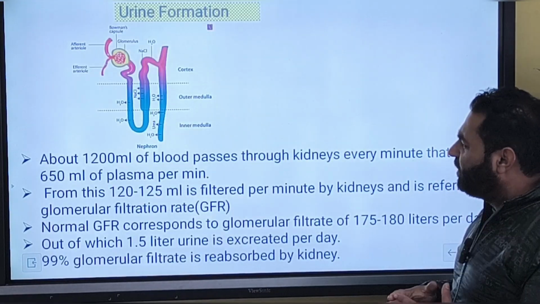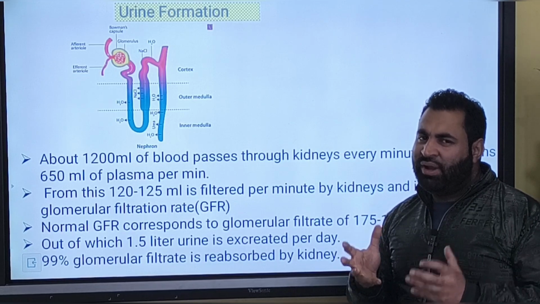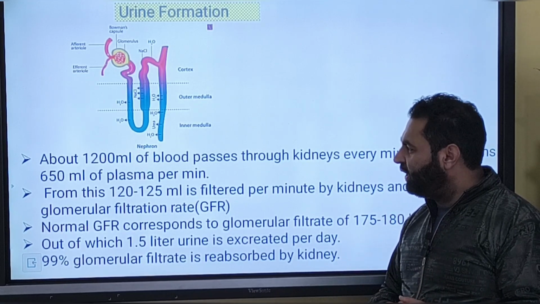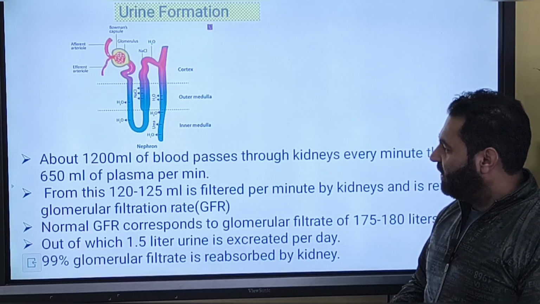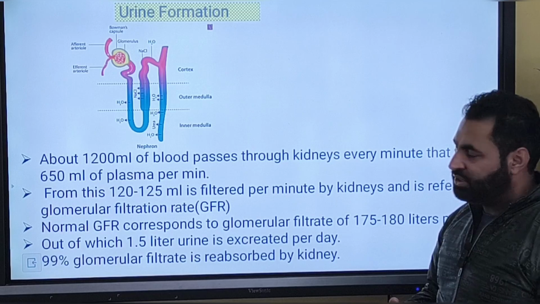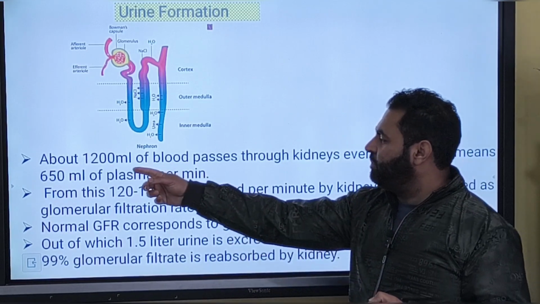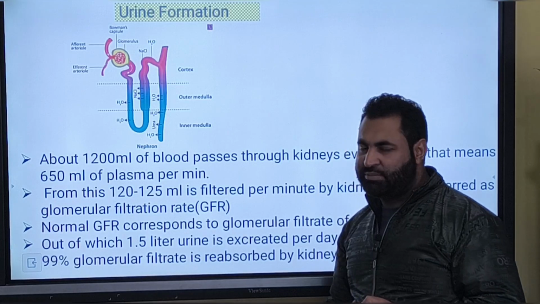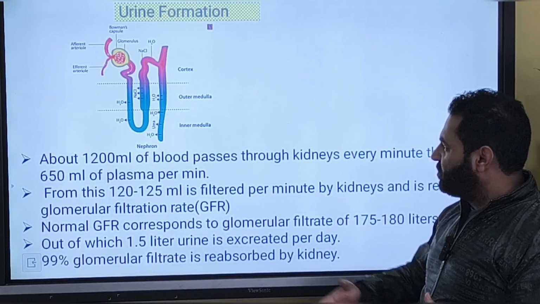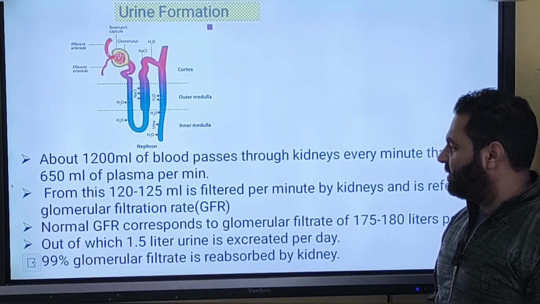So let us briefly discuss what events are happening, how the nephron is capable of doing it per minute. About 1200 ml of blood passes through the kidneys, and that will be almost 650 ml of plasma, as 55% of the blood is plasma. So that blood plasma goes into our kidneys.